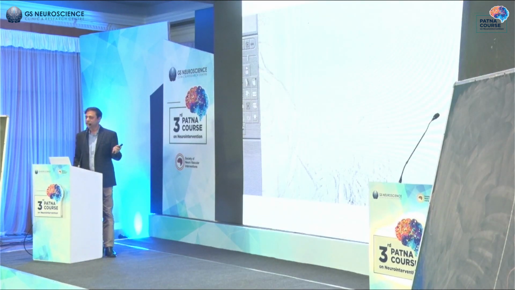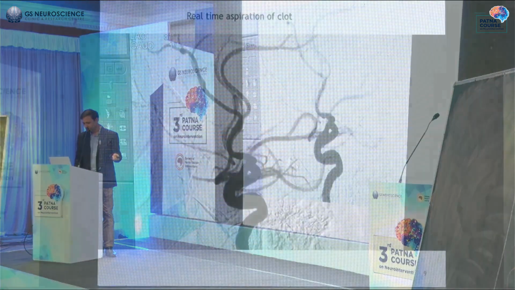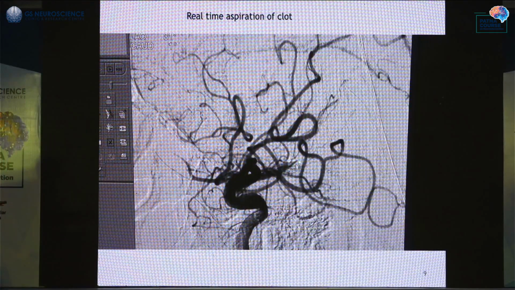So this is the first angiogram I took from the carotid. Unfortunately, the clot took the contrast, so you can see the clot there. And this is the angiogram. You can see the inferior division after the first branch is occluded. So it's a straight artery.